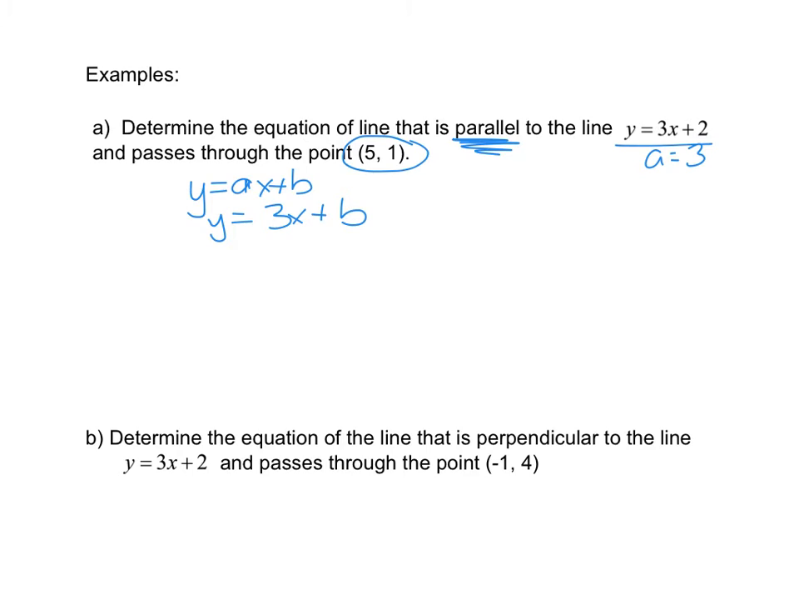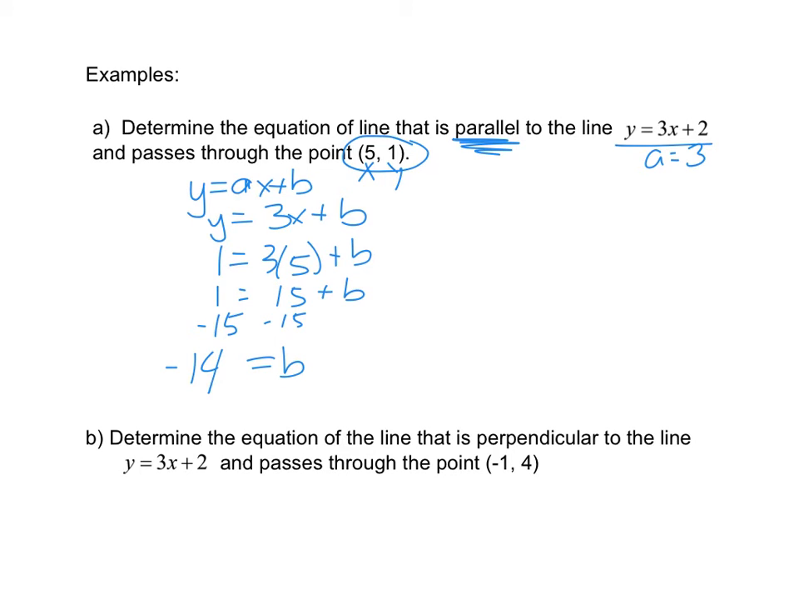Now I need to determine what the y-intercept will be. Well, I do the same thing we've been doing for finding the equation of the line before. We substitute in this point. I have my x is 5 and my y is 1. I put that into the rule. 1 equals 3 times 5 plus b. I do the multiplication. 3 times 5 is 15. And then to isolate b, I'm going to subtract 15 from both sides. So I get b equals -14.